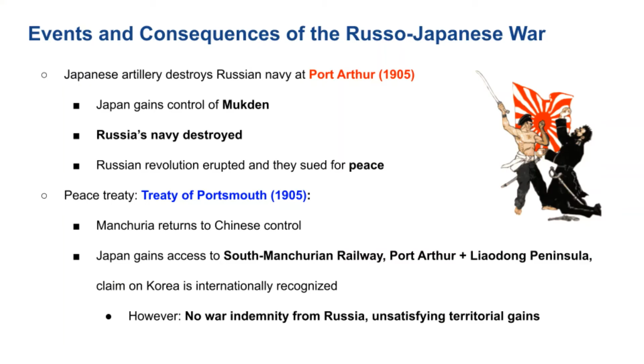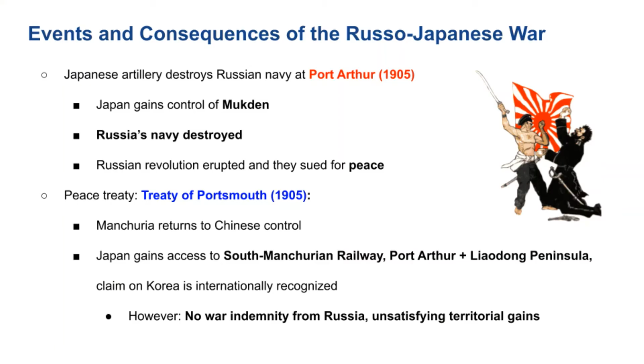The Japanese artillery destroys the Russian navy at Port Arthur, and Japan gains control of Mukden. Russia's navy is ultimately destroyed, and a Russian revolution erupts, and the country ultimately sues for peace. This gives Japan the peace treaty, the Treaty of Portsmouth.